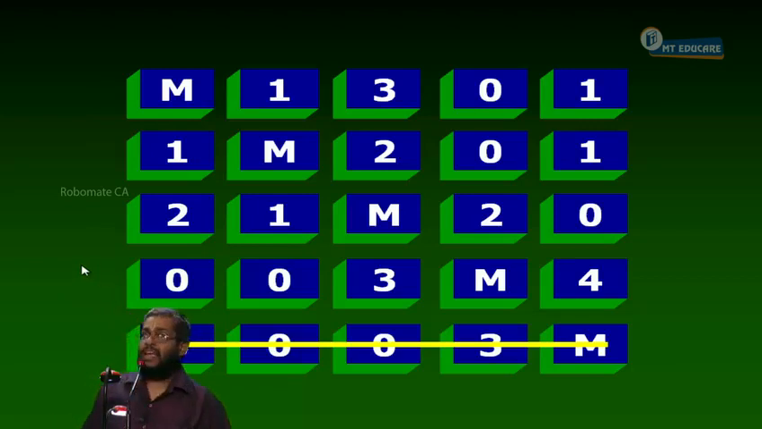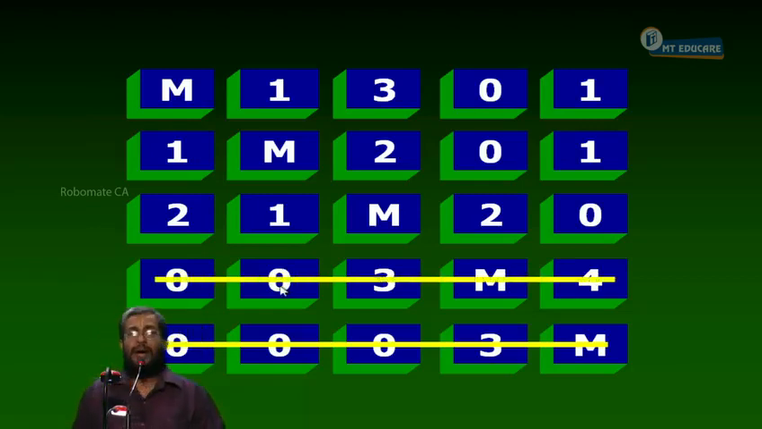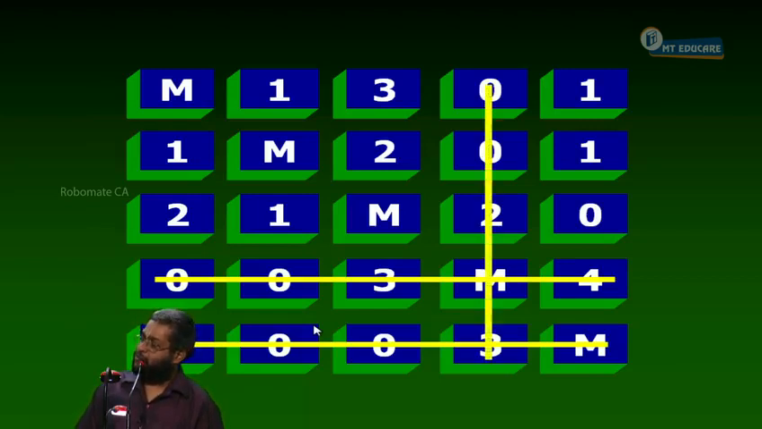Now, any row with 2 zeros? Yes. Which row? The fourth row. Any column with 2 zeros? Yes. I can draw against the row or column. I just drew against the row. It doesn't matter if you draw against the row or column. Now, is there any other row with 2 zeros? No. Any column with 2 zeros? Yes. The fourth column. Draw the line against the fourth column.